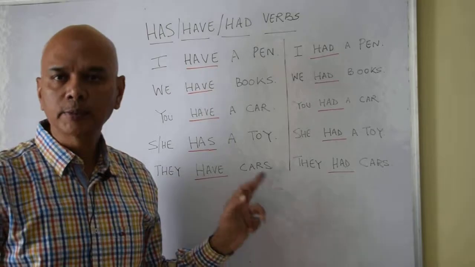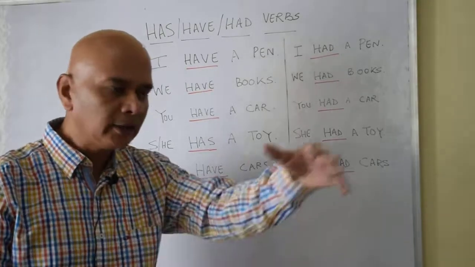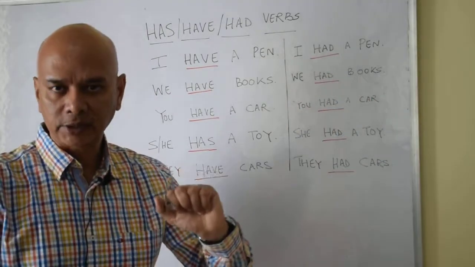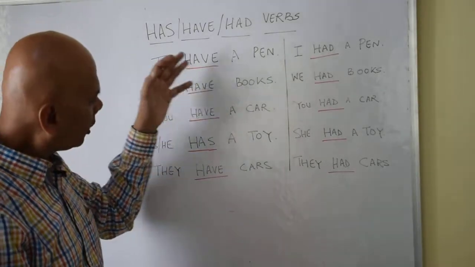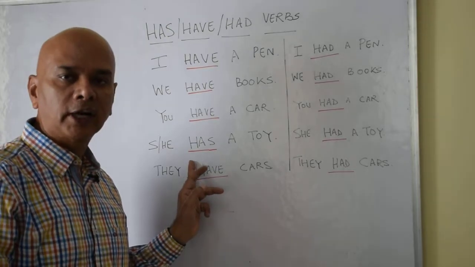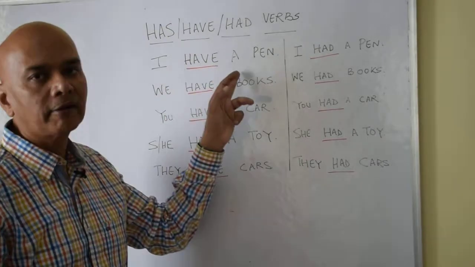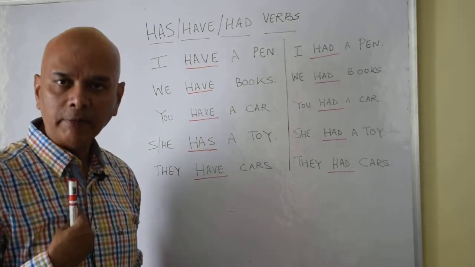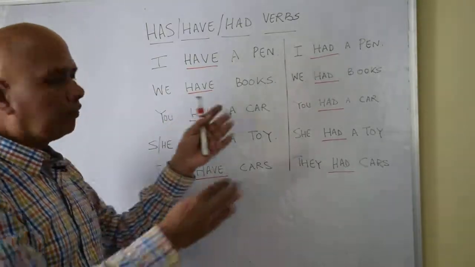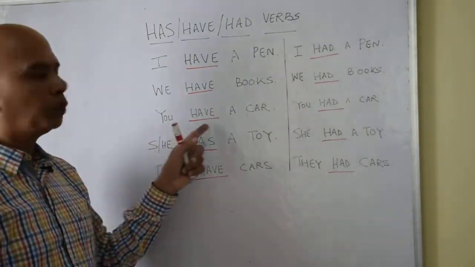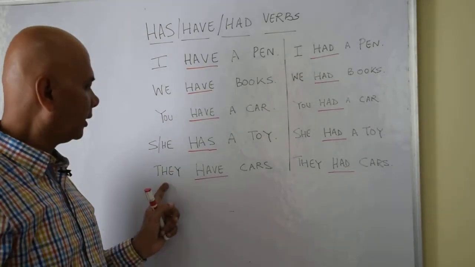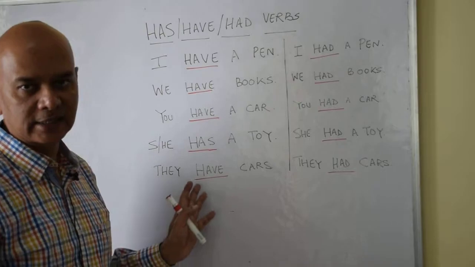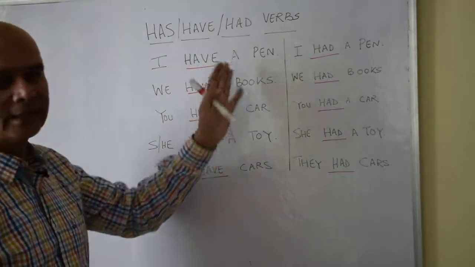They have cars, plural. They, third person plural, many people, they have cars. So if I repeat again for you, all the tenses except third person singular will have. I repeat, I have a pen, we have books, you have a car, she has a toy, they have cars. Now this is in present tense.